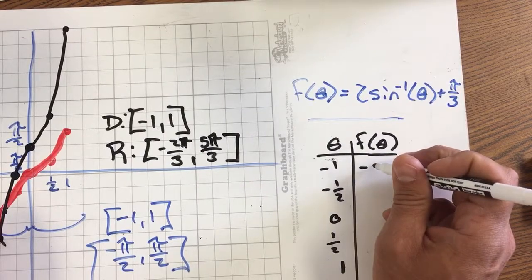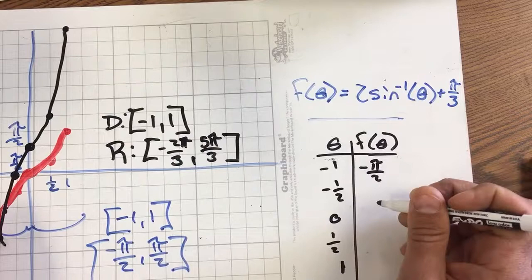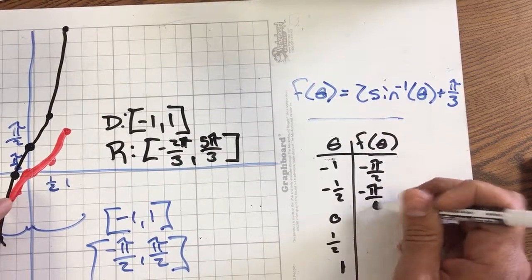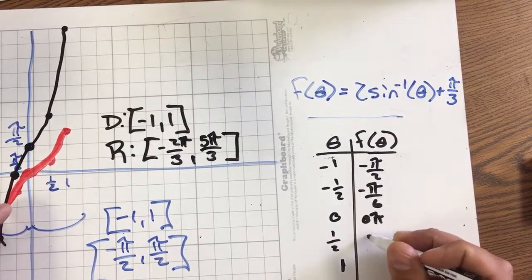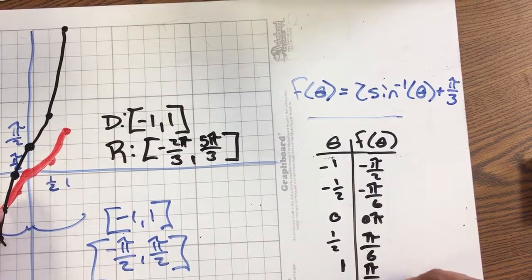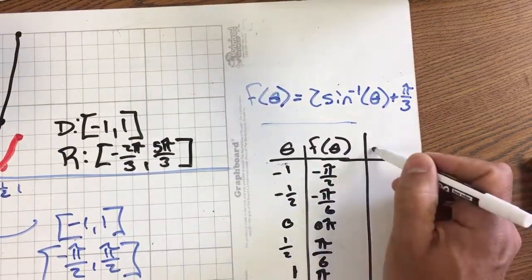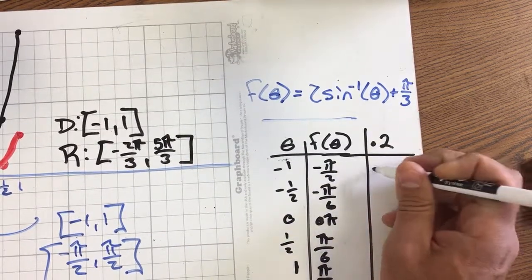Negative 1 is going to start at negative pi over 2. Negative 1/2 is going to start at negative pi over 6. 0 is going to be at 0. 1/2 is going to be at pi over 6, and 1 is going to be at pi over 2. Then we do our changes. So we're going to multiply by A, which is the amplitude, which is 2. So all of these times 2.